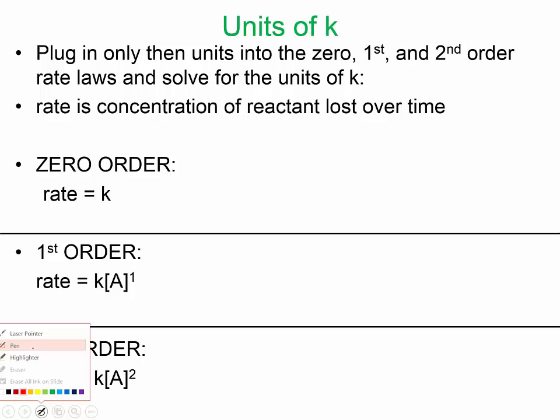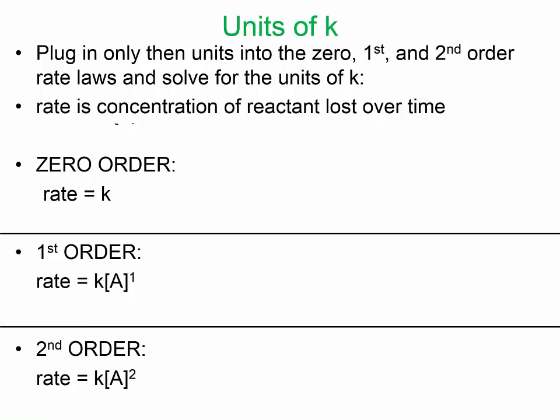A rate is concentration of a reactant over time. The concentration is going to be molarity, over time. I'm just going to put seconds here, but realize it could be minutes, hours, or days, depending on the reaction. If it's super slow, you would do it in days. If the reaction's fast, you would do it in seconds or milliseconds or something like that.